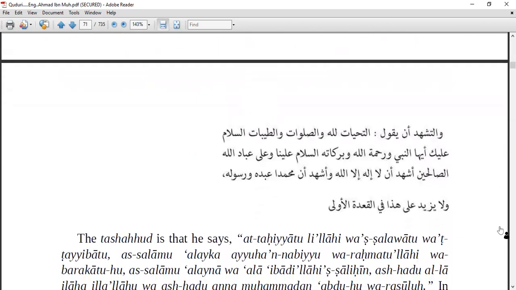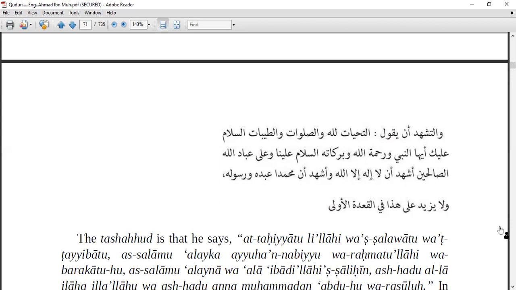What is the tashahhud? That is when a person says at-tahiyyatu lillah was-salawatu wat-tayyibat. Assalamu alayka ayyuhan nabi wa rahmatullahi wa barakatuh. Assalamu alayna wa ala ibadillah salihin. Ashhadu an la ilaha illallah wa ashhadu anna Muhammadan abduhu wa rasuluh. And this is known as Tashahhud ibn Mas'ud radiallahu anhu, because this was the tashahhud that the Prophet ﷺ taught Ibn Mas'ud radiallahu anhu. There's also a tashahhud of Ibn Abbas radiallahu anhumma, and that goes something like this.